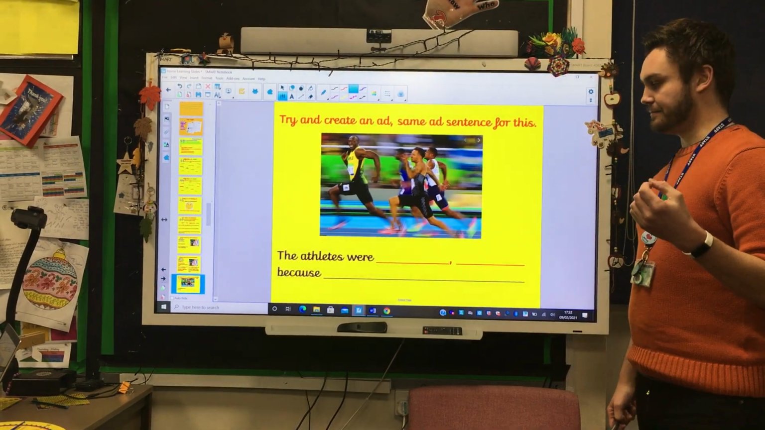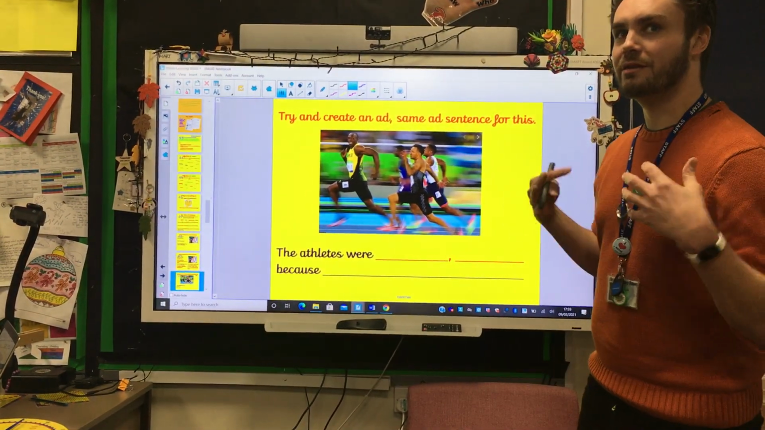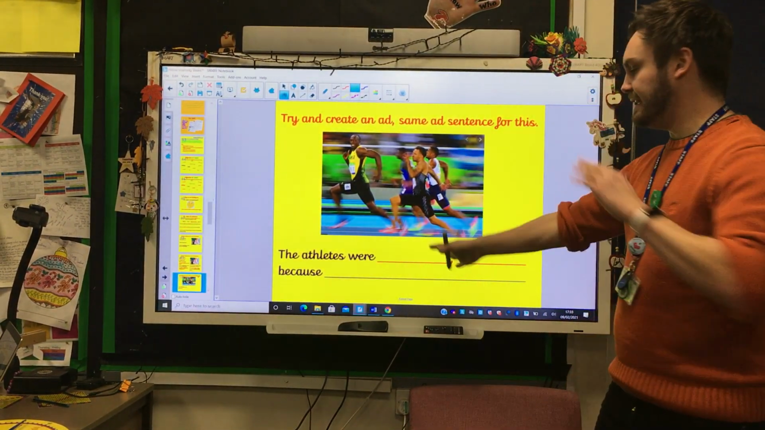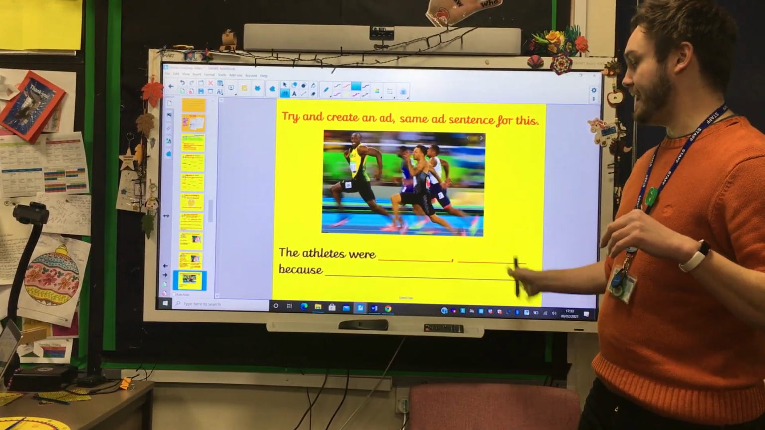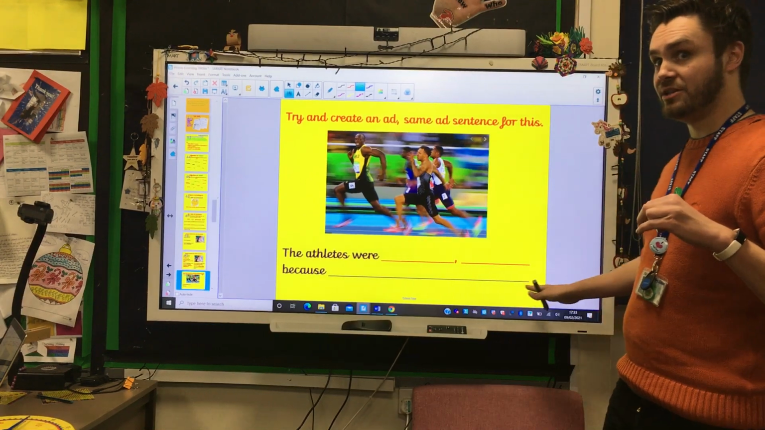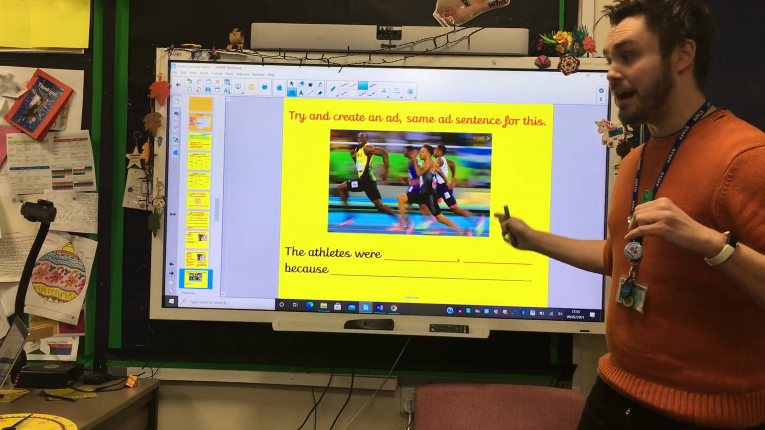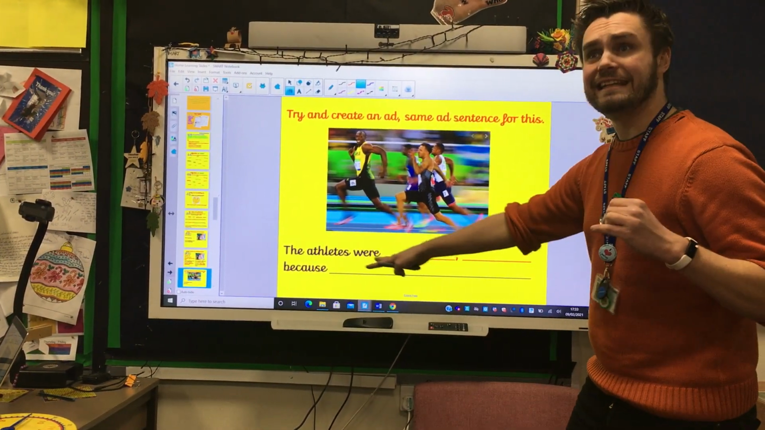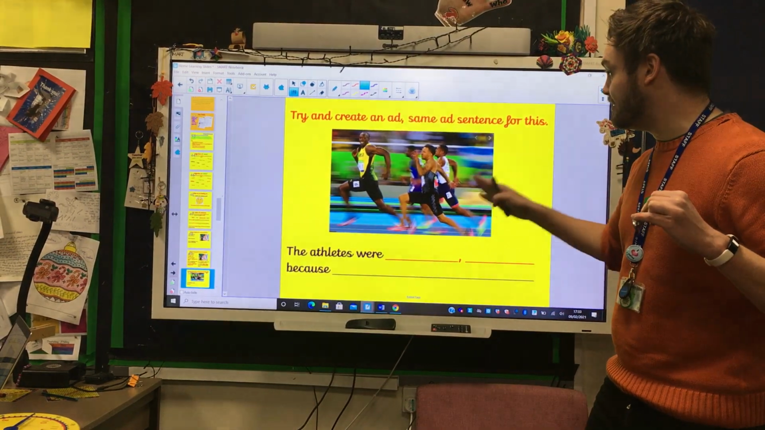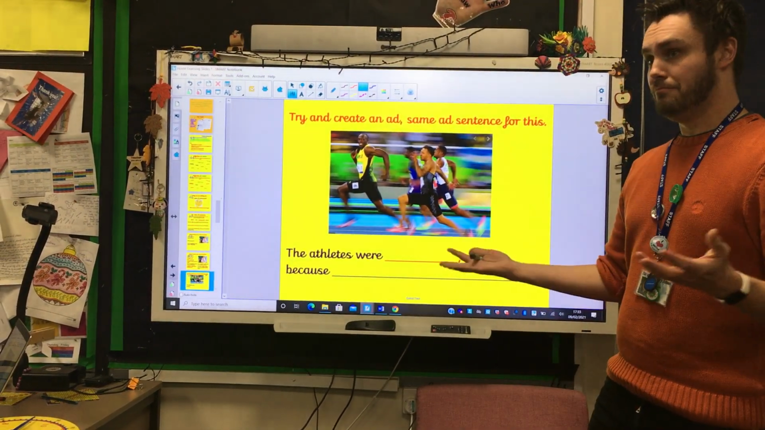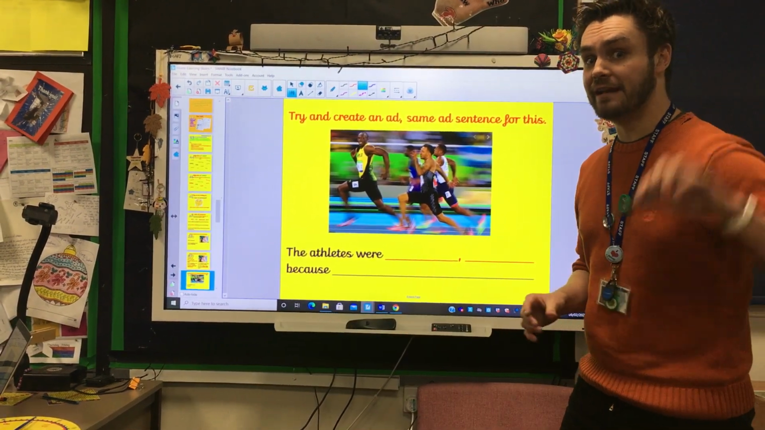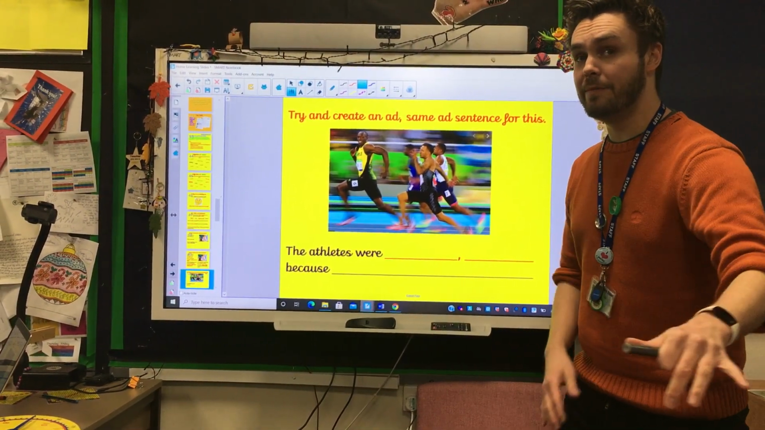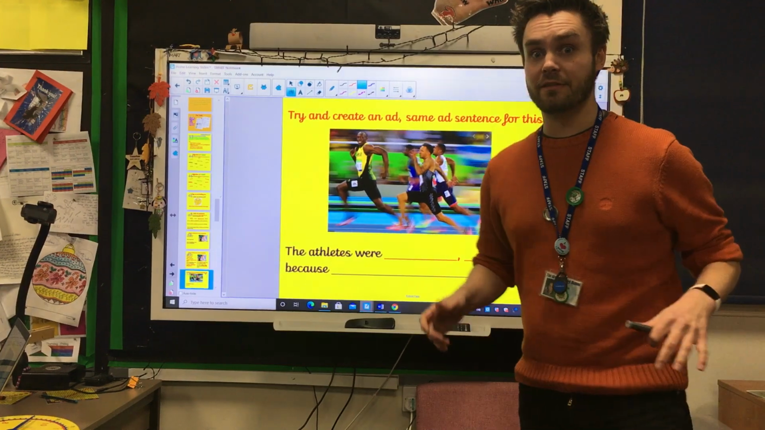So, with that in mind, I want you to come up with one here. So again, here's the sentence. The adjectives were blank. Blank because, and then give me the explanation afterwards. So the red represent the adjectives. Your explanation can be anything you want, but you need to describe what these athletes were doing or how they are feeling. So pause that video, come back to me shortly, and we'll share some of those answers.